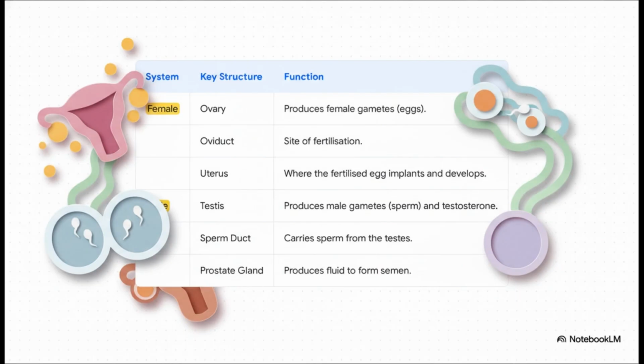This table here breaks down what each part actually does. Now, for your exams, the most critical thing to lock in is this. Ovaries make eggs, testes make sperm. Simple as that. Everything else you see is basically for transport and support. For example, check out the oviduct's function. It's the site of fertilization. That's where the magic happens, where the sperm's long journey ends and a new journey begins.